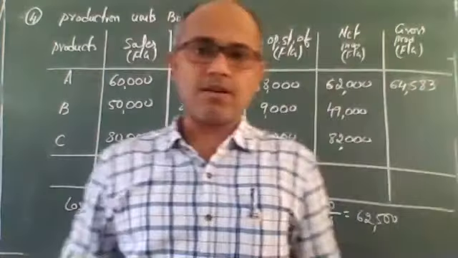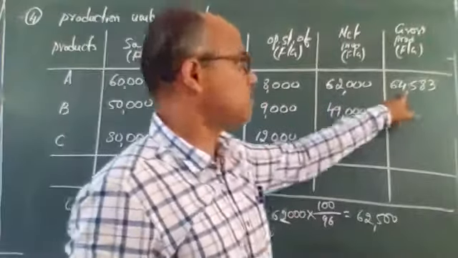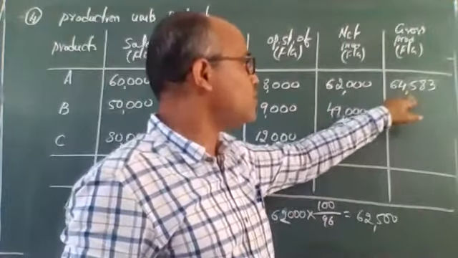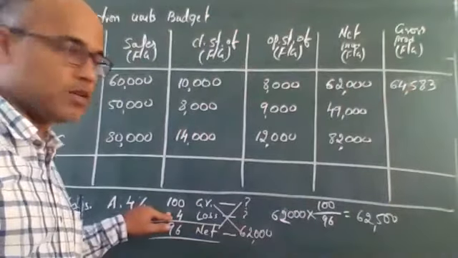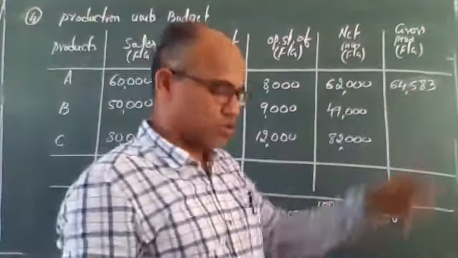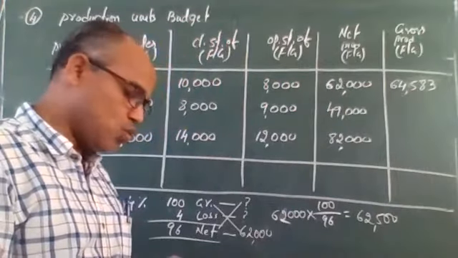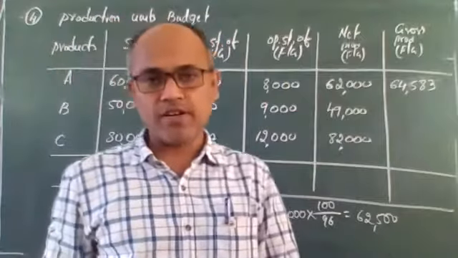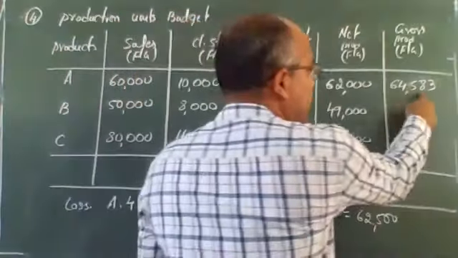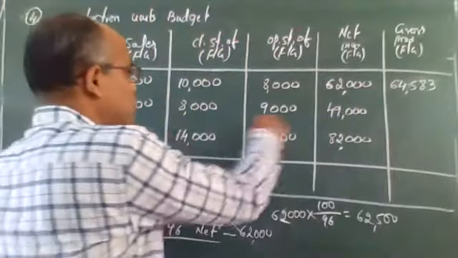Students will say, sir, how do we check ourselves? Now you know the gross is 64,583. On this you apply 4% straight away. It is not 4 by 96 now, it is 4 by 100. 64,583 into 4%, I'm getting 2,583 as a loss. So if I remove 2,583, I'll get the net. Is it okay? Same with the next one.